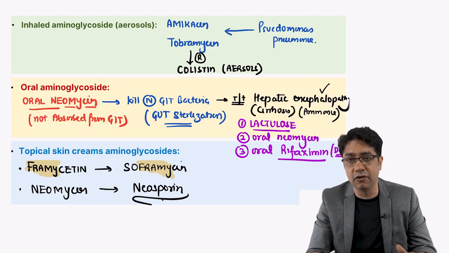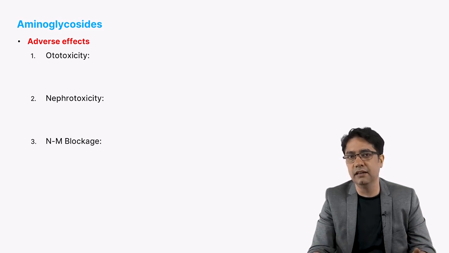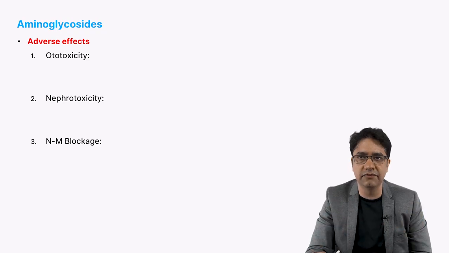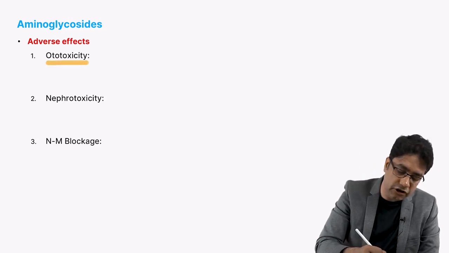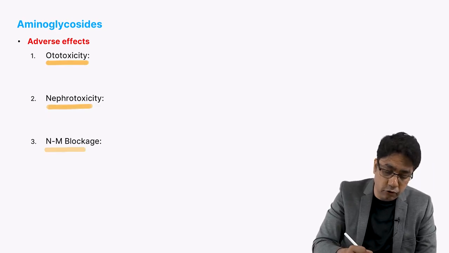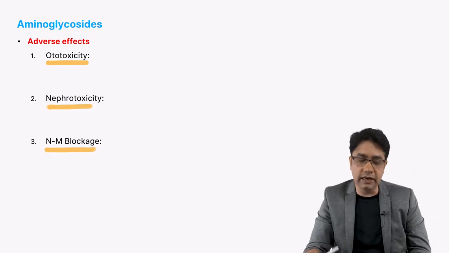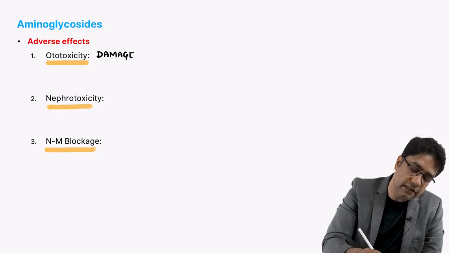Now let's talk about the very important adverse effects of aminoglycosides. The classical 3 adverse effects of aminoglycosides are: they damage the ear, ototoxic; they damage the kidney, nephrotoxic; and they produce neuromuscular blockade. So in ototoxicity, remember, aminoglycosides damage the hair cells of the ear.